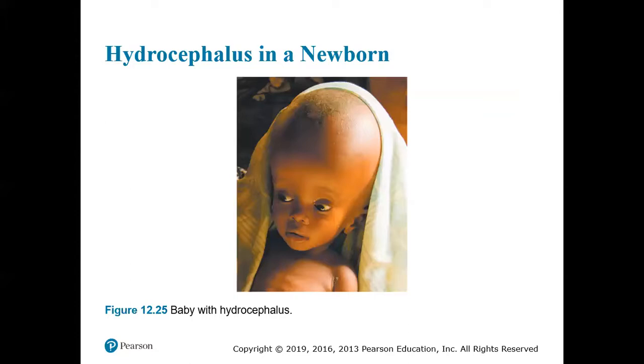This is an example of hydrocephalus in a newborn. So clearly the adult brain cannot expand like that. So this is actually, in a way, a good thing that it can expand. It's going to decrease some of the pressure. The adult brain will quickly gain pressure because of the inability to expand.